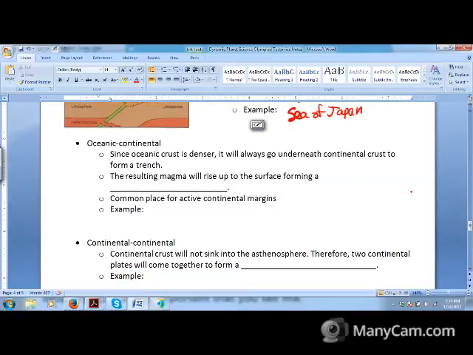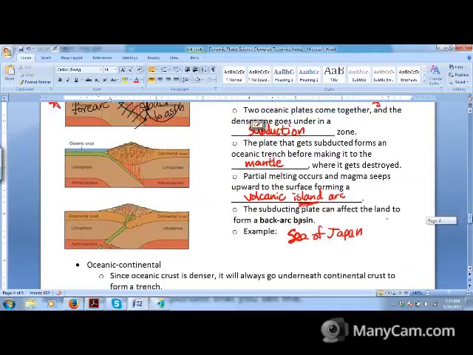If I have an oceanic and a continental plate coming together, which one do you think is going to go under? Which one is more dense, oceanic or continental? I'll give you a hint. This one has a density of about 4.0 grams per cubic centimeter, mainly made of basalt and gabbro. That's right, it's oceanic crust, it wins always. Since oceanic crust is denser, it will always go underneath continental crust.